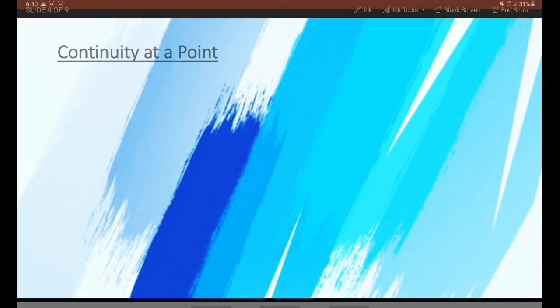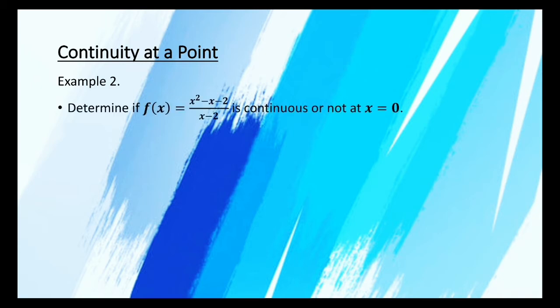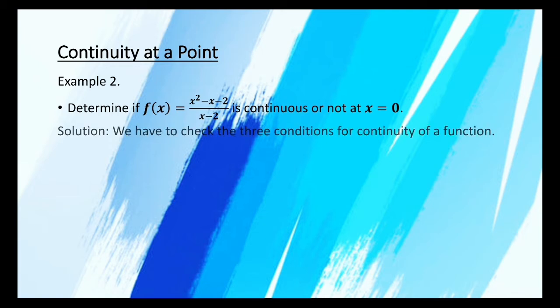Another example is this one. This time you have a rational function. Determine if this function, x squared minus x minus 2 over x minus 2, is continuous or not at x equals 0. We have to check the three conditions for continuity of a function.